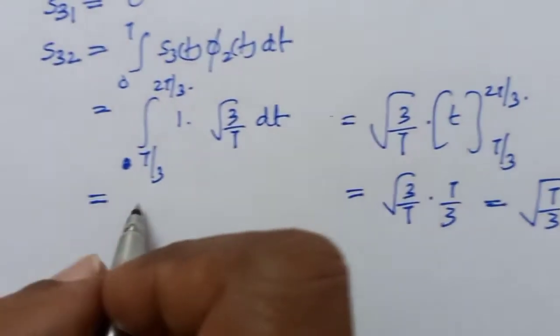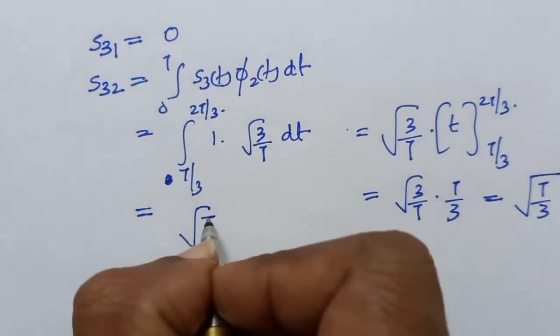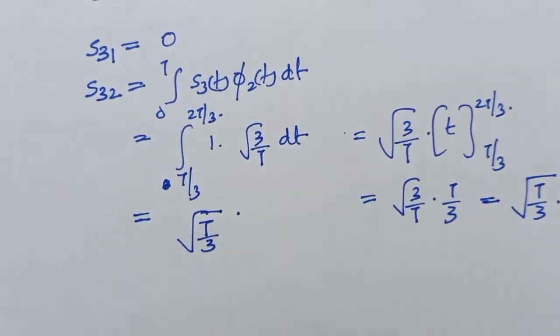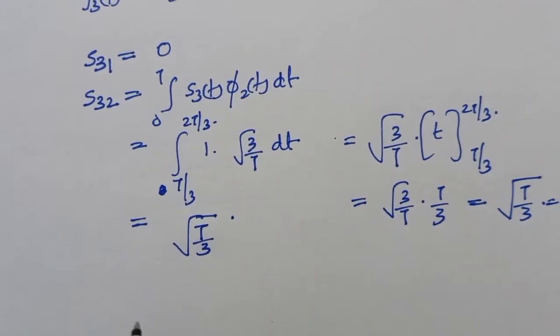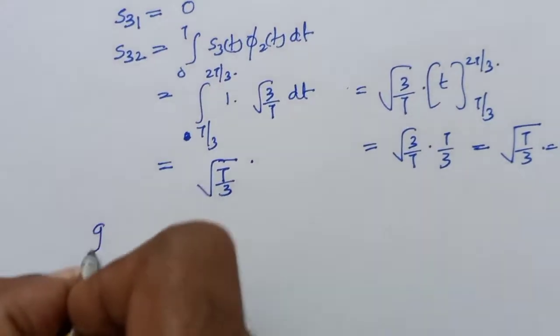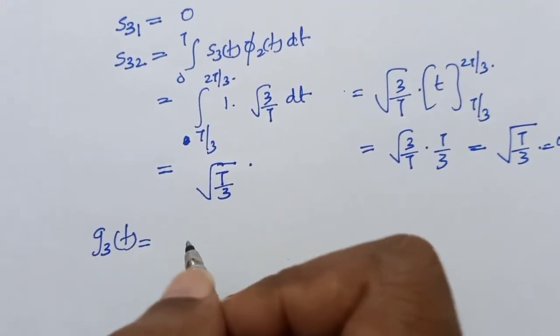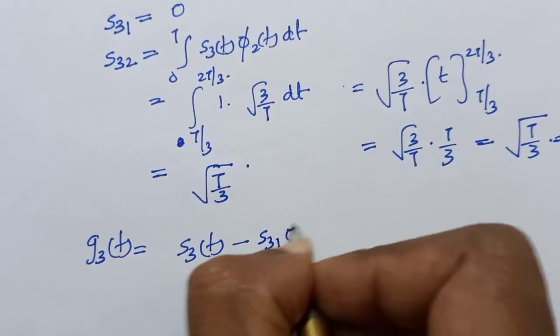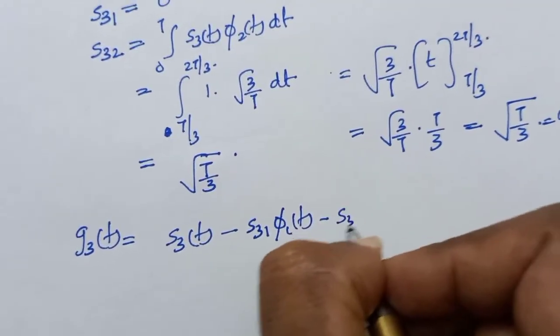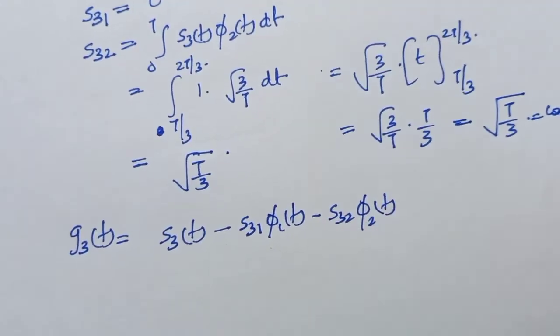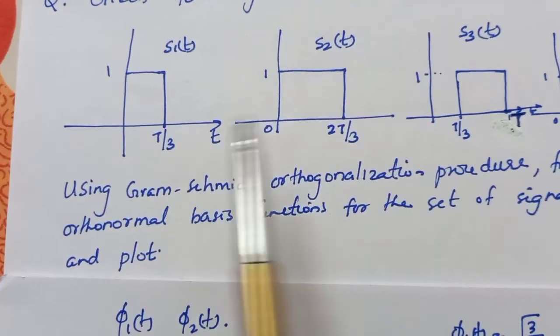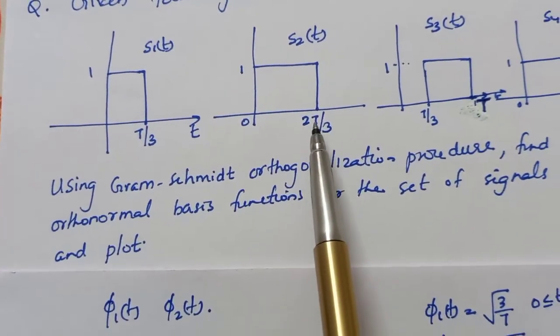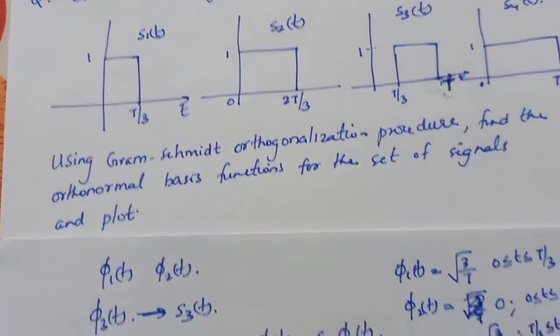So S32 will be equal to root of T by 3. Now we are ready to find the intermediate function g3(t). g3(t) will be equal to s3(t) minus S31 phi1(t) minus S32 phi2(t). I will divide it into 3 intervals: 0 to T by 3, then T by 3 to 2T by 3, then 2T by 3 to T.